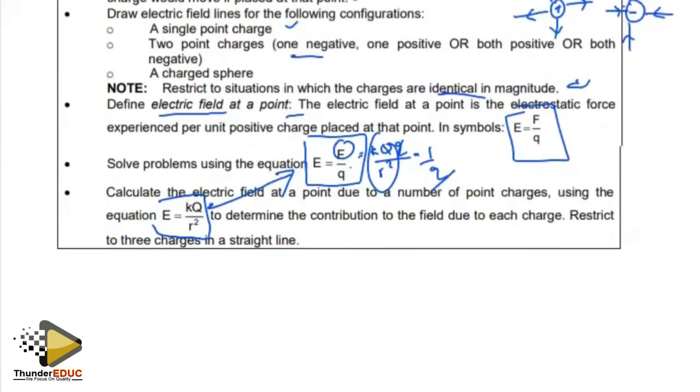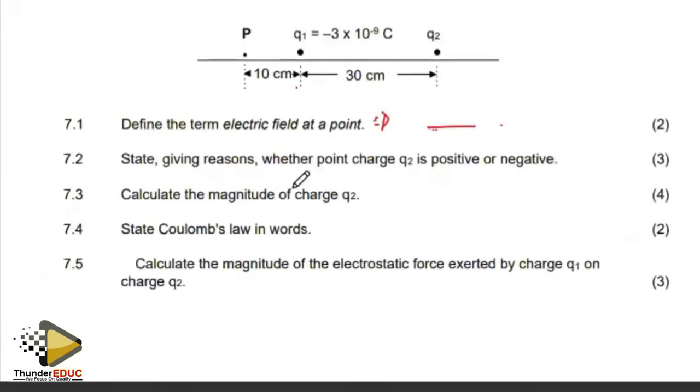Electric field. All right, then state, giving reasons, whether the point charge Q2 is positive or negative. Now, the fact that we're having two charges, one of which is negative, and then we have a net force of 0, then chances are high that this Q2 is going to be positive. Why is it positive? Because it needs to counter this negative force or the negative direction so that there is some sort of attraction between the forces themselves.